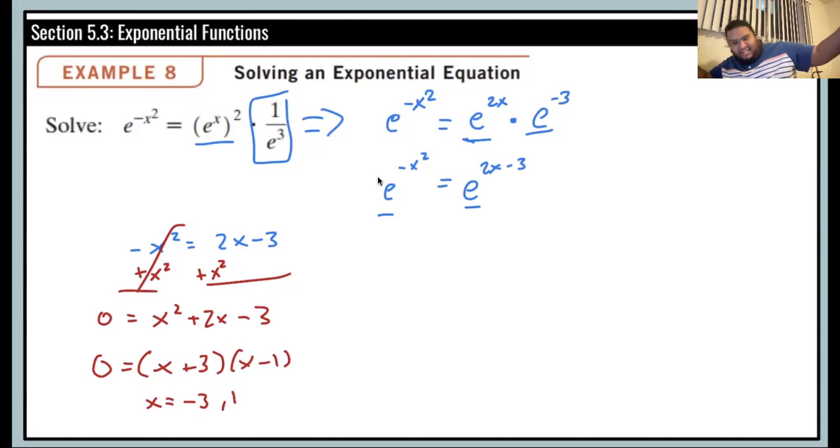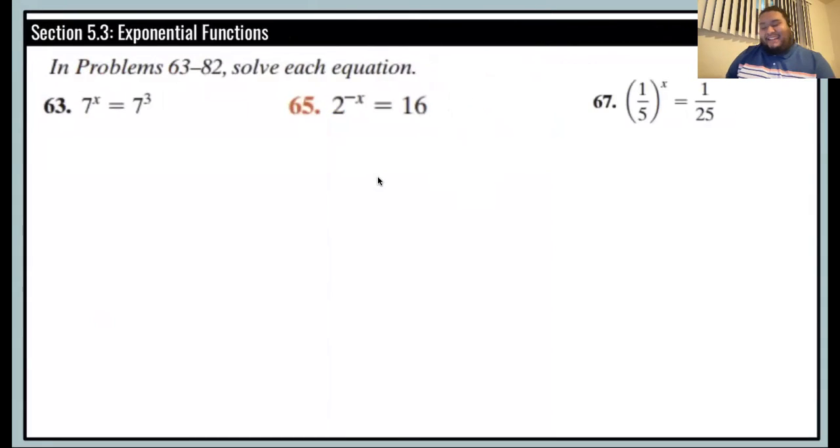And bam, we're done. But wait, there's more. I have some more examples that are a little bit easier. All right. We have 7 to the power of x equals 7 to the power of 3. The bases are the same, so that's just x equals 3. All right. This next one looks a little confusing, but you have to know that 16 is 2 to the power of 4. So you're going to have 2 to the negative x equal to 2 to the power of 4. Same base, so now we can rewrite it as negative x equal to 4. What does that mean? x is equal to negative 4.